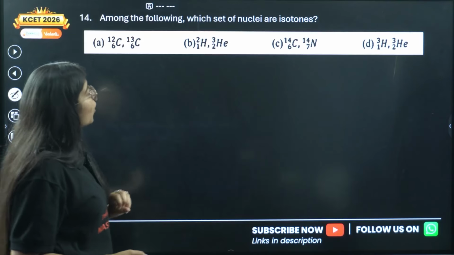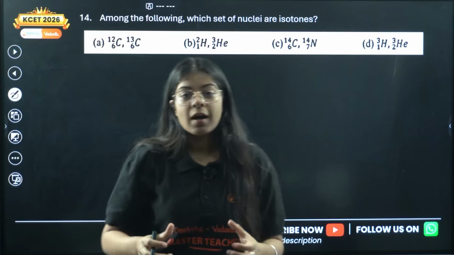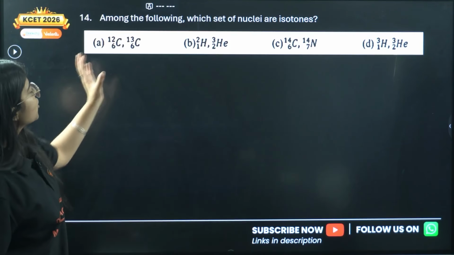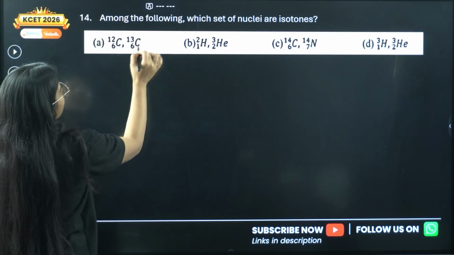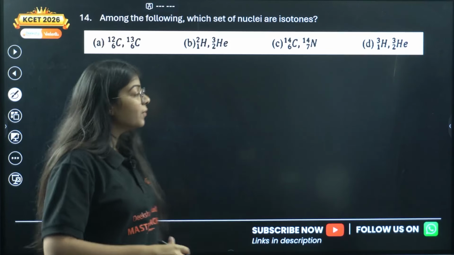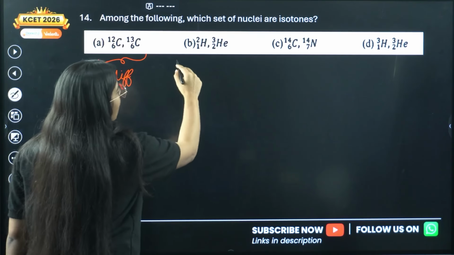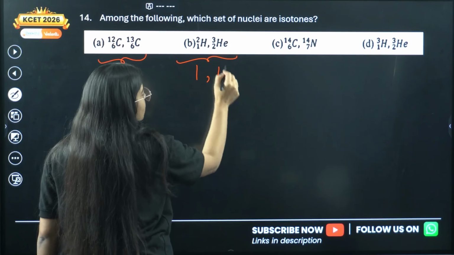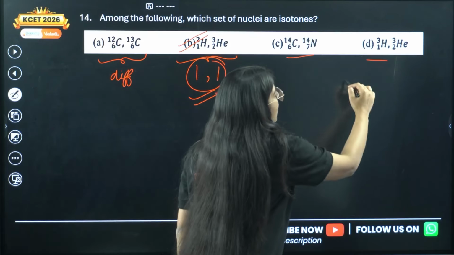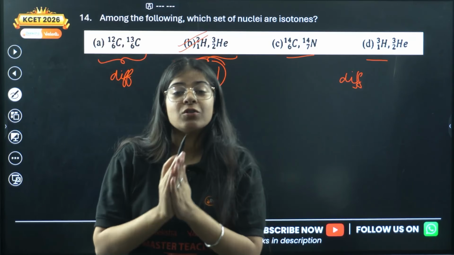14th. Among the following, which set of nuclei are isotones? Now we know what is isotone. Isotone is something which has different number of neutrons. Correct? In which case the neutrons are different? 12 minus 6 and 13 minus 6. Sorry, neutrons are same. Isotones are something in which the number of neutrons are same. So this has different neutrons. However, this, 2 minus 1 is 1, and here 3 minus 2 is also 1. This is same. So this can be true. In all other cases, the number of neutrons is different. And isotones are the ones in which the number of neutrons is same.